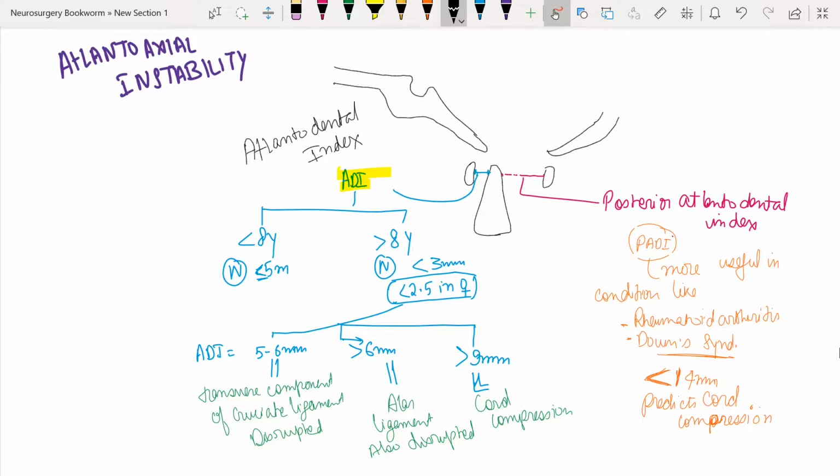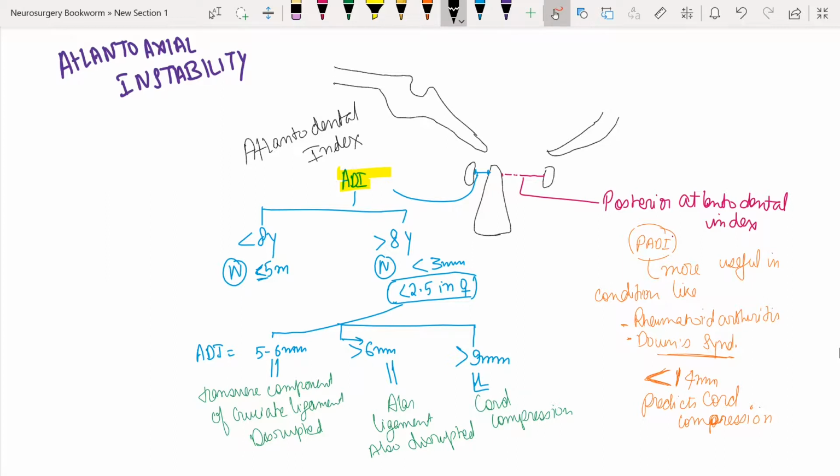In children less than 8 years of age, the normal value is generally taken to be less than or equal to 5 millimeters, and for those greater than 8 years of age, the normal value is less than 3 millimeters. Some books say that the normal value should be taken as less than 2.5 millimeters in females.